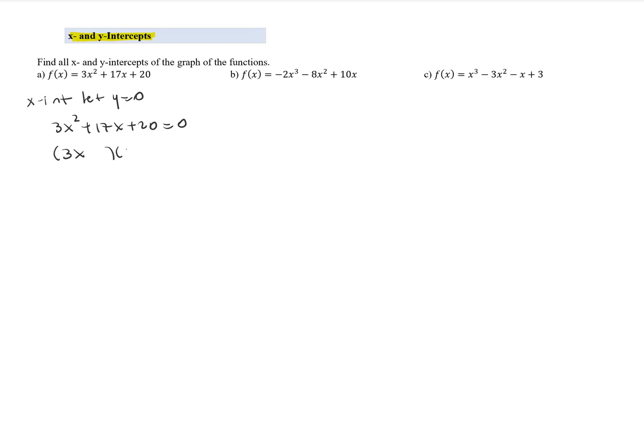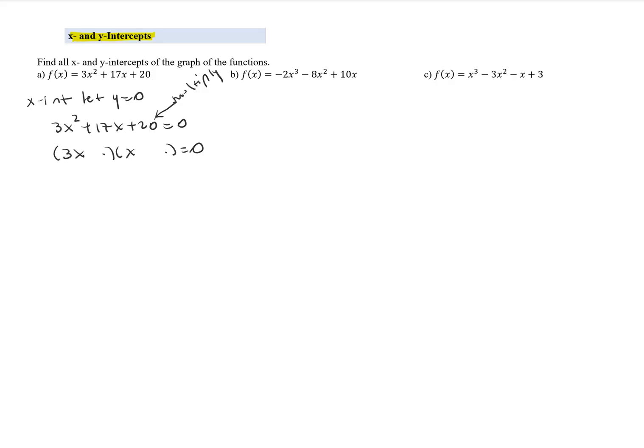I will use two sets of parentheses like that. 3x times x is 3x squared. So now I'm looking for two numbers. When they multiply, they give me 20. But when they add, they're not quite gonna give me 17. I have to FOIL it out to see if I get 17 because of that 3x at the front.